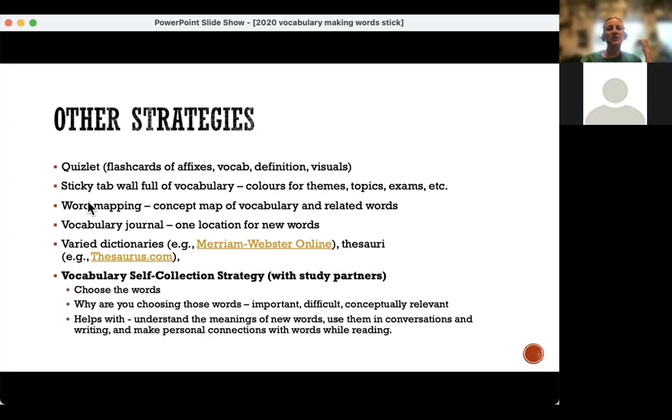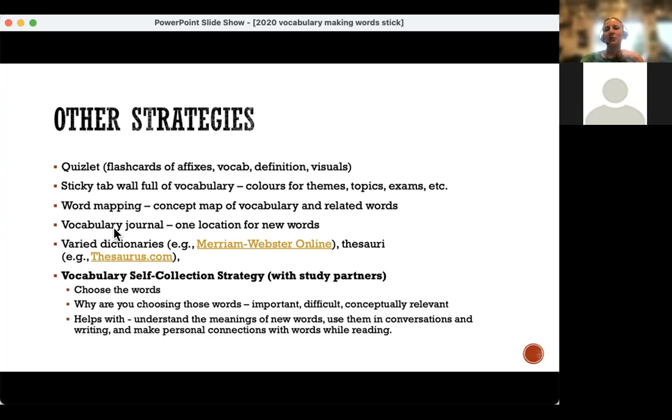And I already mentioned a little bit about word mapping. So you have the word in there, and then you just add on the words that relate, right? So it's not a word list then or definitions. It's one smattering, right, of really how your brain picks up stuff, right? It's interconnected. We want to see that.